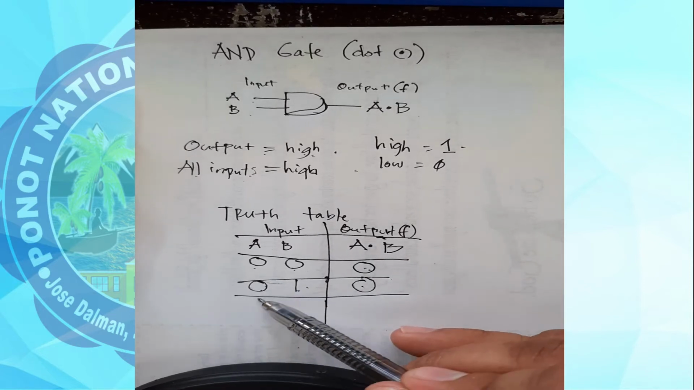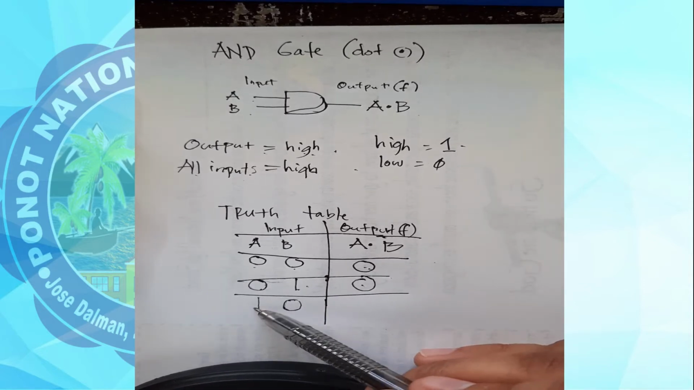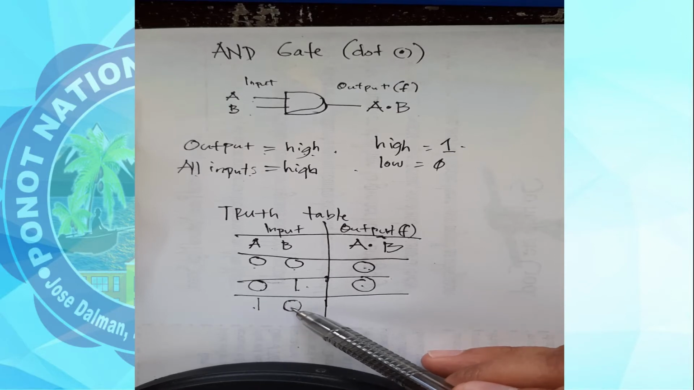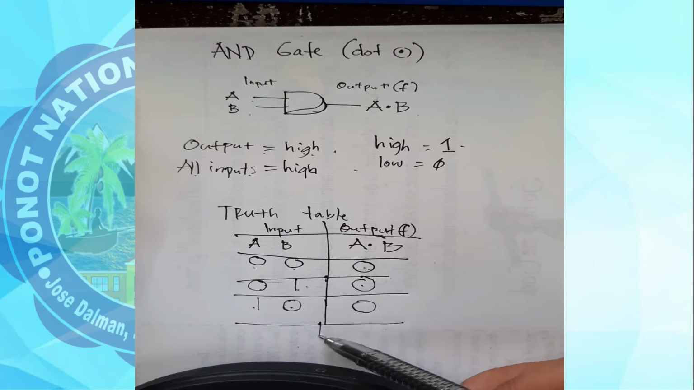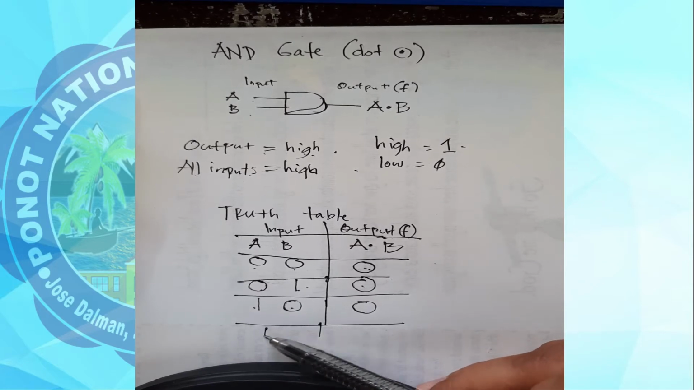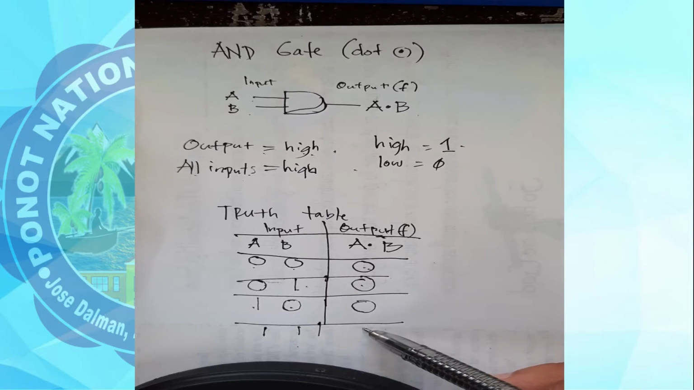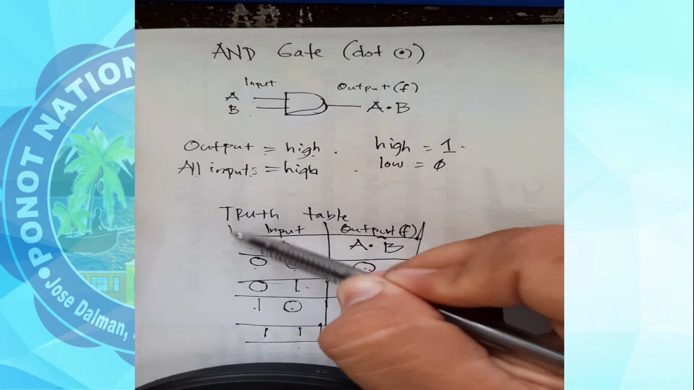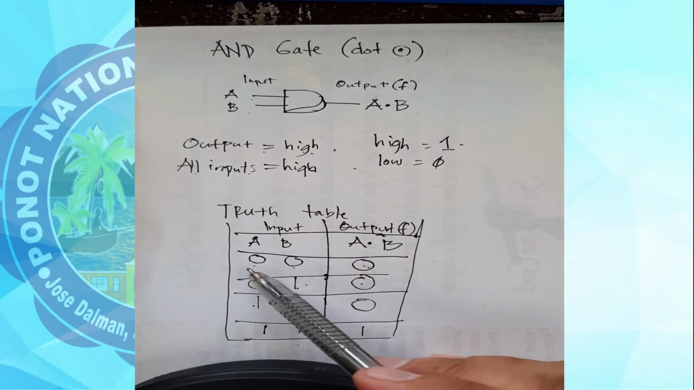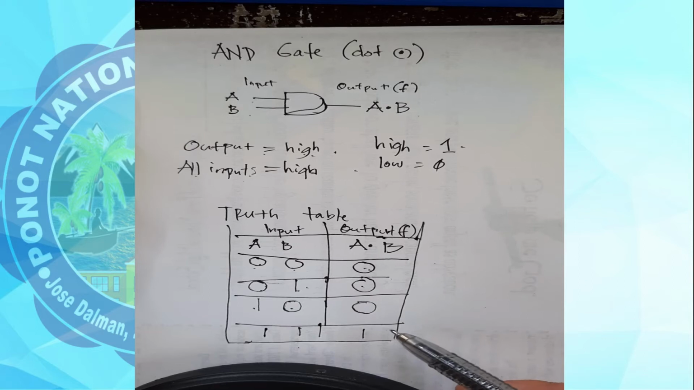What if this one? Your input A is 1, but your input B is 0. So your output will be still 0. But if both inputs A and B are high, so that is the time it will give an output of high. Okay. This is now your truth table. It shows all the possible combinations of inputs and output.